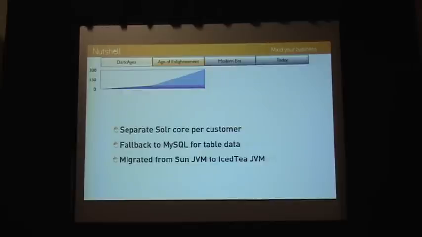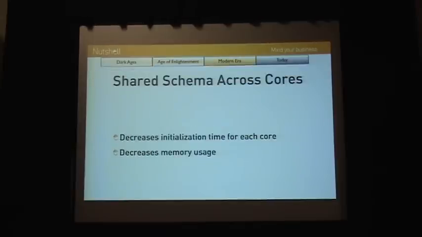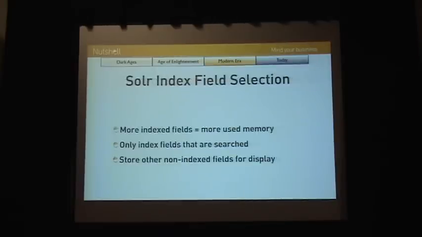So after the Age of Enlightenment, we moved into the modern era, and we had three things that we did there. The first one being sharing the schema across all the multi-cores. So we used the multi-core setup, but we didn't actually tell it to share the schema. We actually found that sharing the schema amongst them all decreased the load time, because what would happen is we would go and do some sort of maintenance update Solr or something like that, stop it, start it up, and all of a sudden the load time took minutes to actually get it up and running. Sharing the schema helped out with that, and also helped out with lowering memory usage.